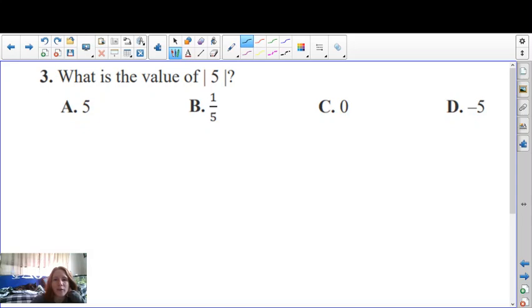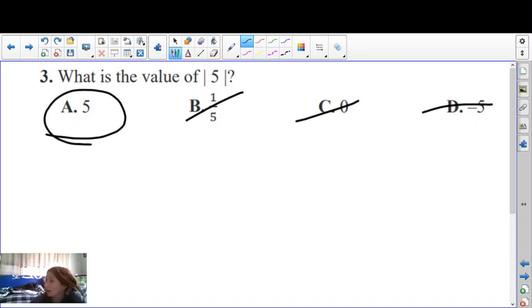Number 3, the absolute value of 5. Same logic, it's not going to be 0 or a fraction, and we don't want distance to be negative, so A, 5.